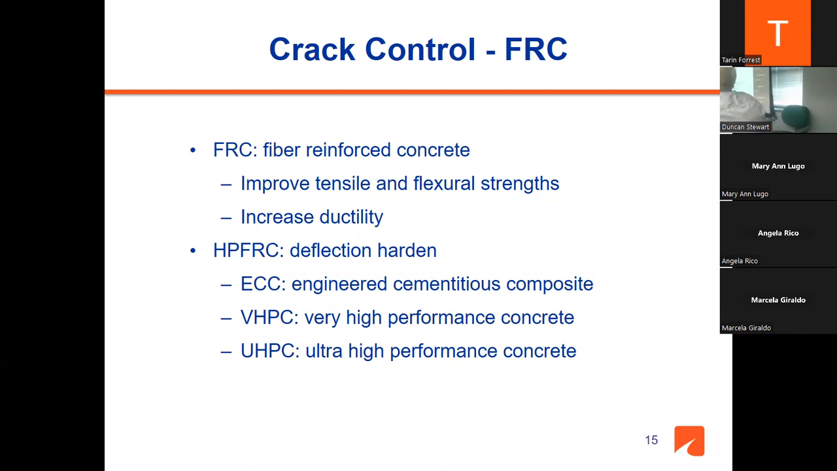In bridge decks, we use 4,000 psi concrete. This ultra high performance is 17,000 psi minimum. And then the very high performance concrete is 11,500. So these are very strong concretes, and they also have fibers in them, and the fibers also make them a highly ductile system. So they are very powerful, and we use them in some applications that I will explain to you.